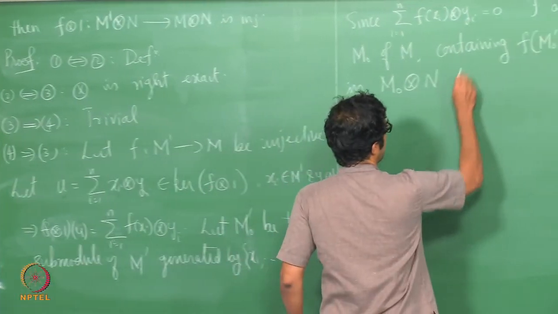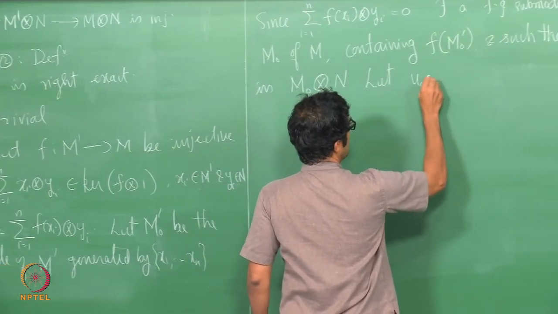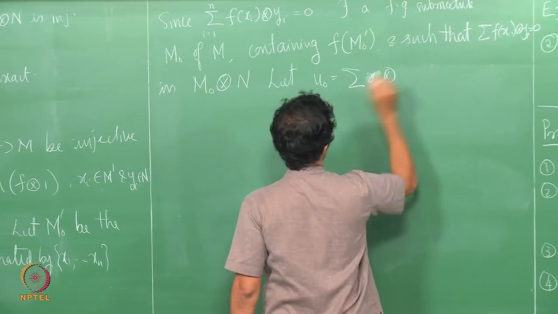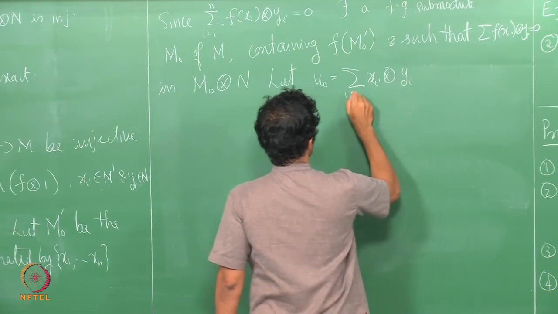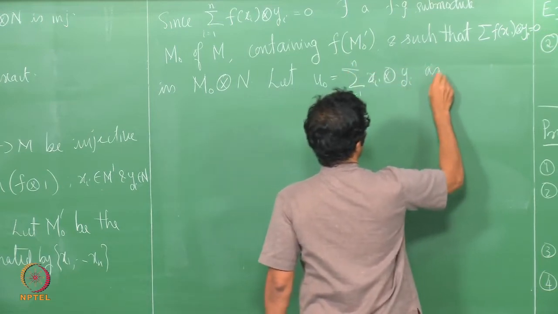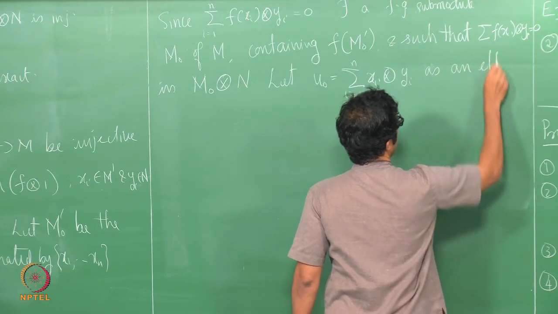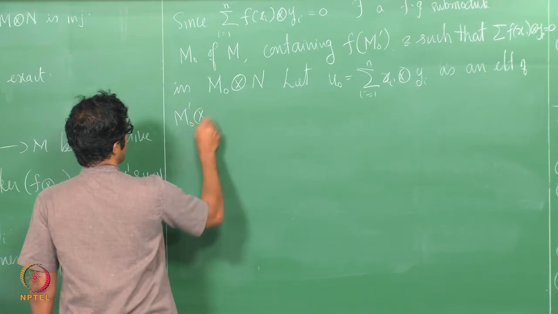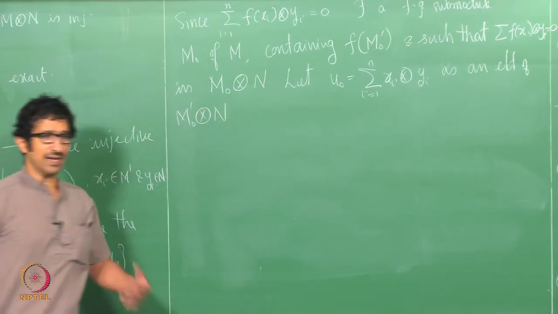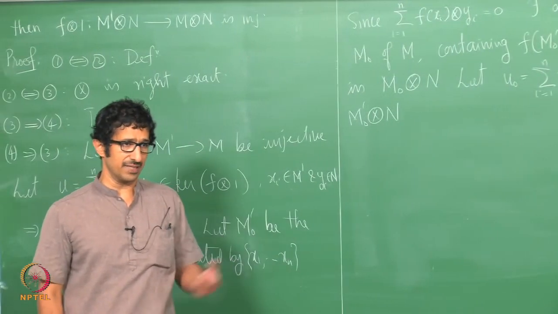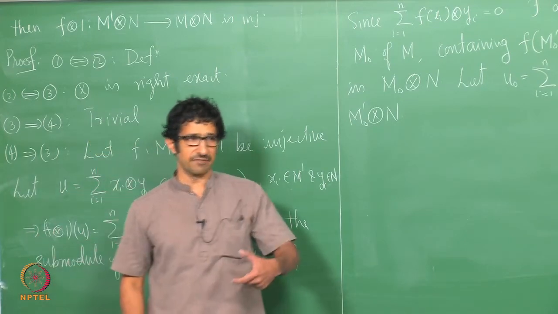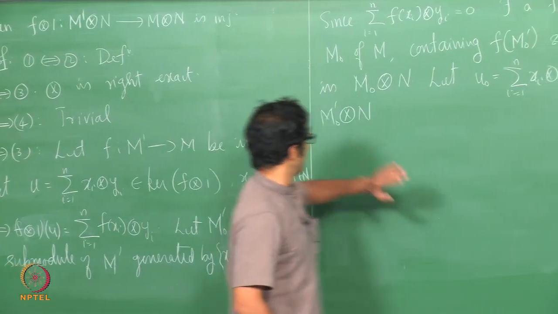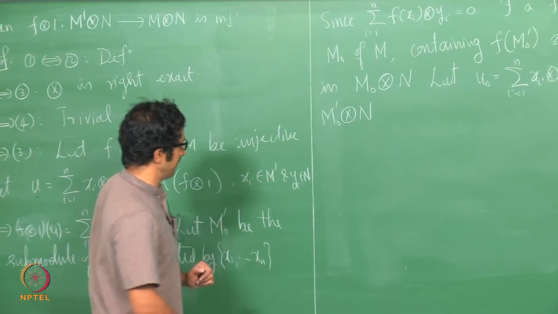So, let u naught be equal to summation x i tensor y i from 1 to n as an element of m naught prime tensor n. As we said, they could have different representations in different submodules. So, I just take it as an element of m naught tensor n.